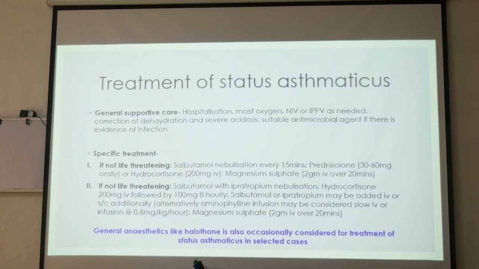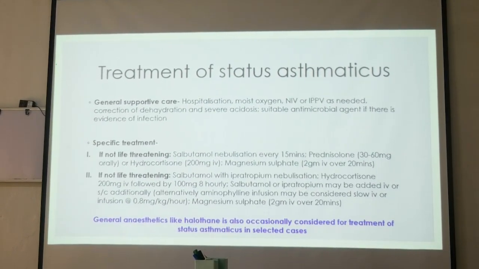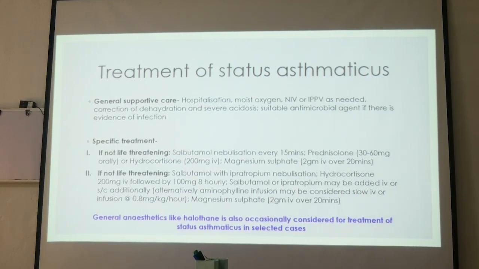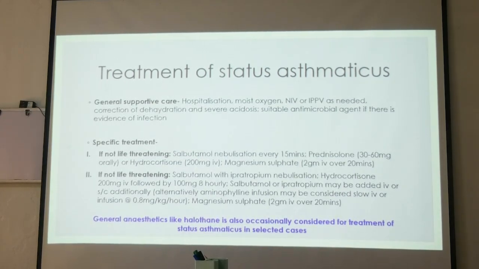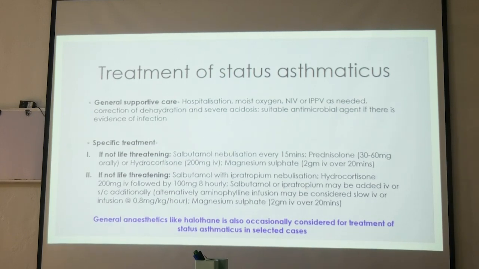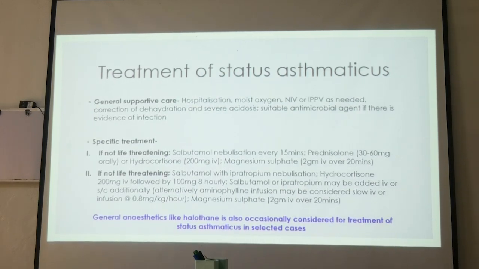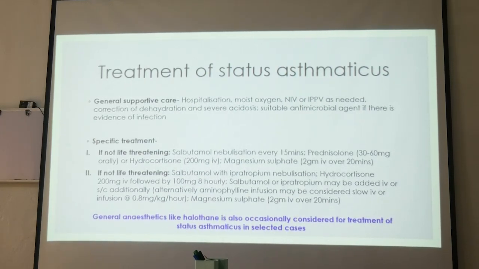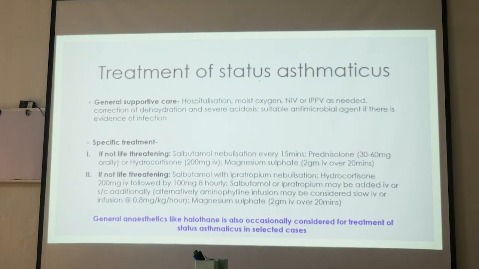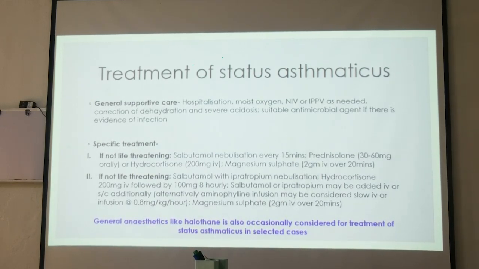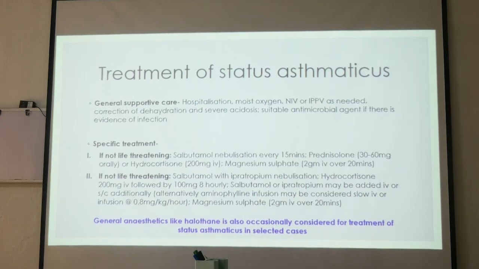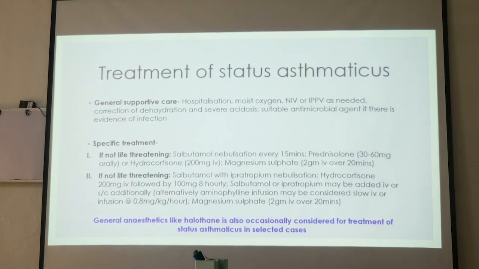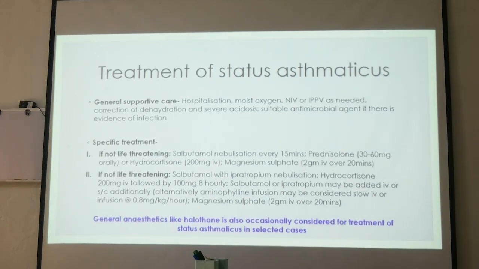Treatment of status asthmaticus. Now, status asthmaticus is a severe life-threatening attack of bronchial asthma. Now, the treatment we can divide into two groups. One is general supportive care and another is specific care. General supportive care includes hospitalization, oxygen therapy, basically NIV, that is non-invasive ventilation, or positive pressure ventilation support as needed, correction of dehydration, metabolic alkalosis, and suitable antimicrobial therapy as needed if there is any evidence of infection.